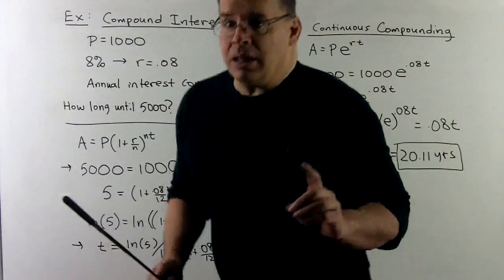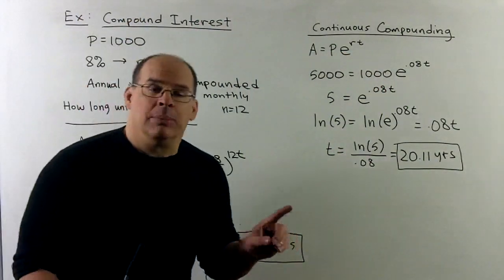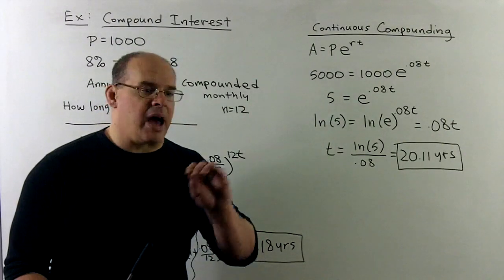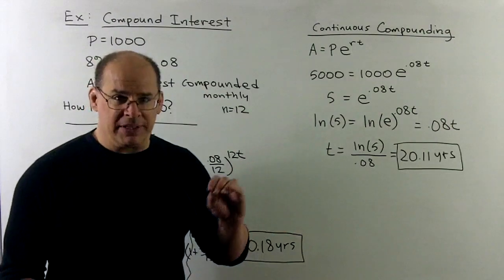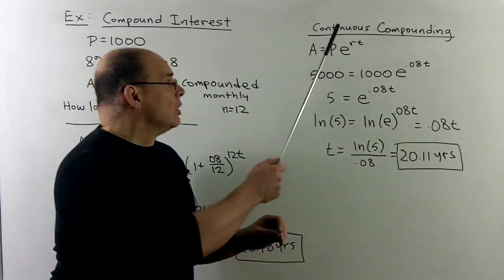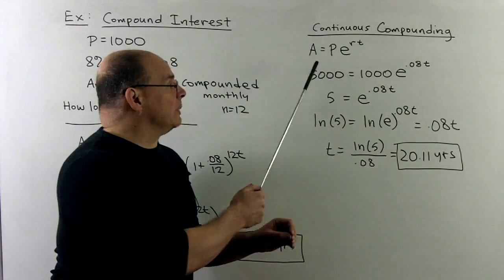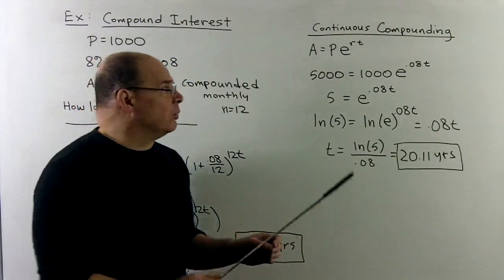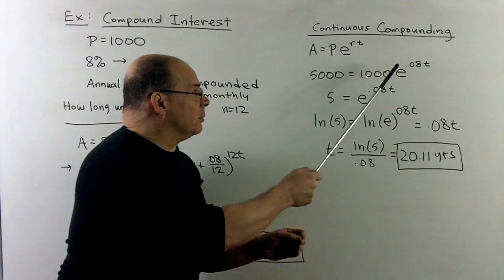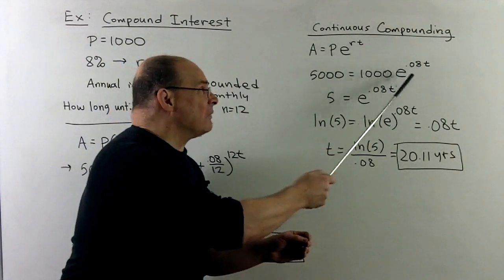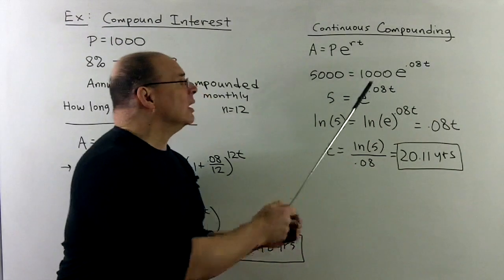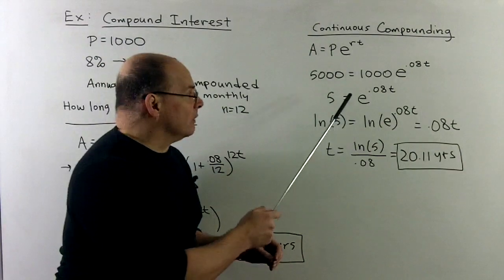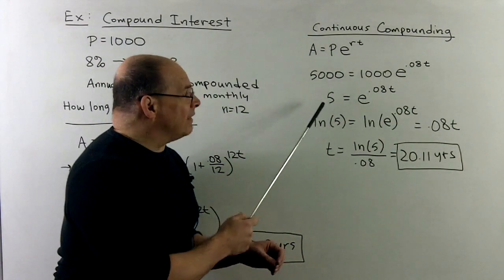Now, let's do the same problem, but let's change it to continuous compounding. This means we're going to have compounding every moment of the time period. Recall, the formula for this is A equals P e to the rt. So we put our numbers in, we'll have 5,000 equals 1,000 e to the 0.08t. We try to solve for the t in the exponent. To solve, I have to isolate the exponential part, so we have e to the 0.08t equal to 5.